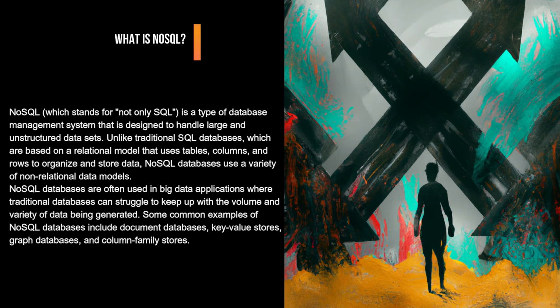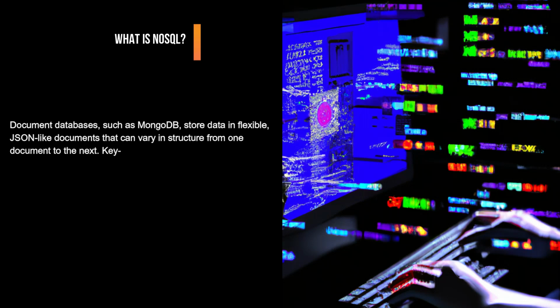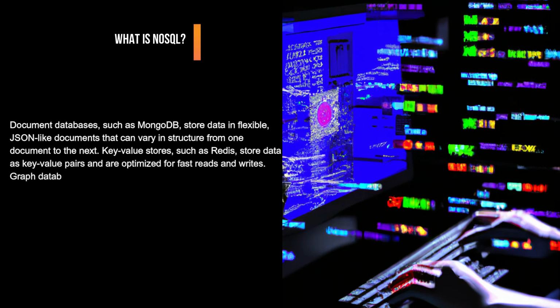Some common examples of NoSQL databases include document databases, key-value stores, graph databases, and column family stores. Document databases, such as MongoDB, store data in flexible, JSON-like documents that can vary in structure from one document to the next. Key-value stores, such as Redis, store data as key-value pairs and are optimized for fast reads and writes.